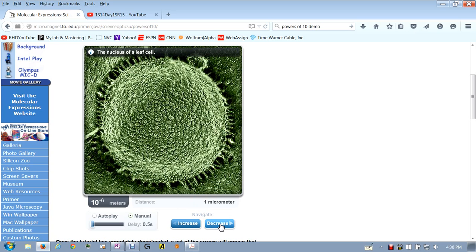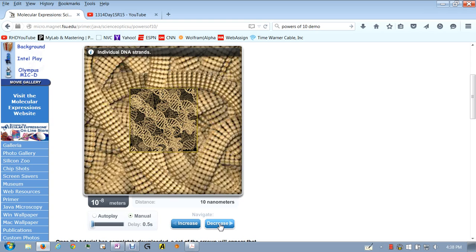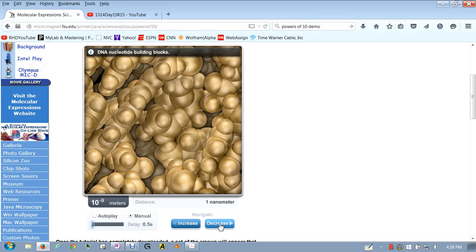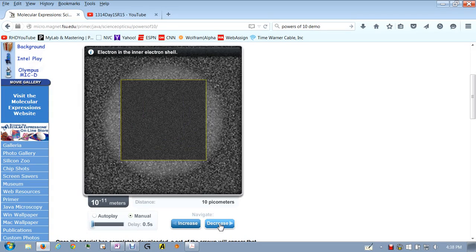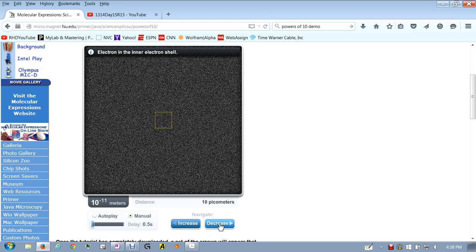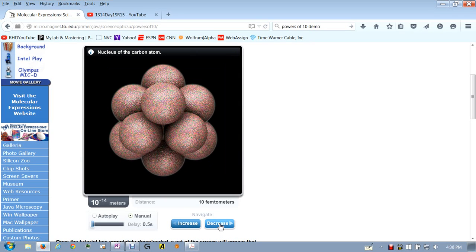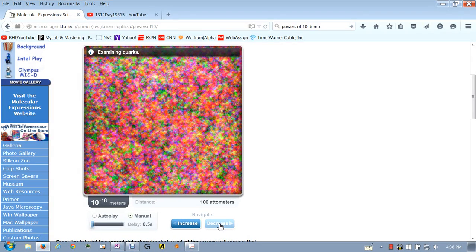10 to the negative 6, you can actually see that it says it up here, nucleus of a leaf cell. 10 to the negative 7, chromatin. 10 to the negative 8, now you're starting to get into the DNA strands. 10 to the negative 9, 10 to the negative 10, you're in the outer electron cloud of the carbon atom. 10 to the negative 11, 10 to the negative 12, empty space between the shells. 10 to the negative 13, the nucleus of the carbon atom. 10 to the negative 15, 10 to the negative 16. We don't know after that.